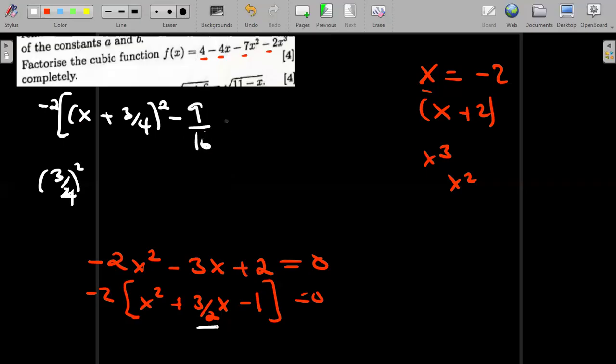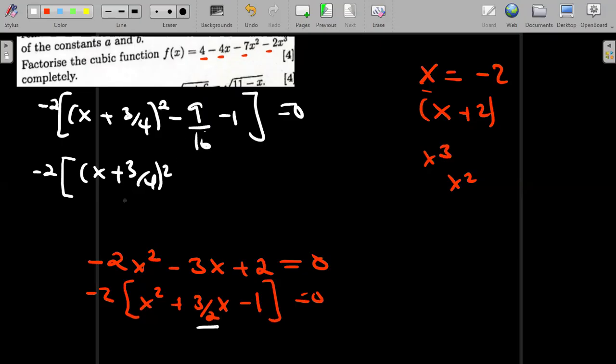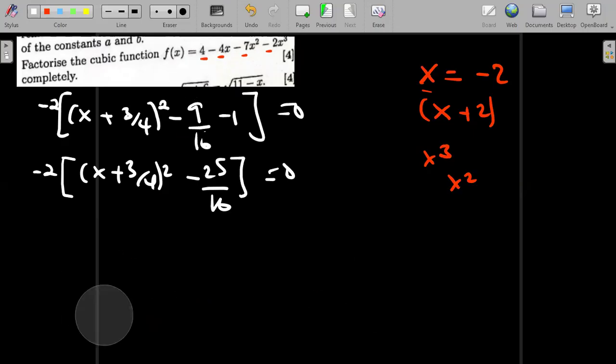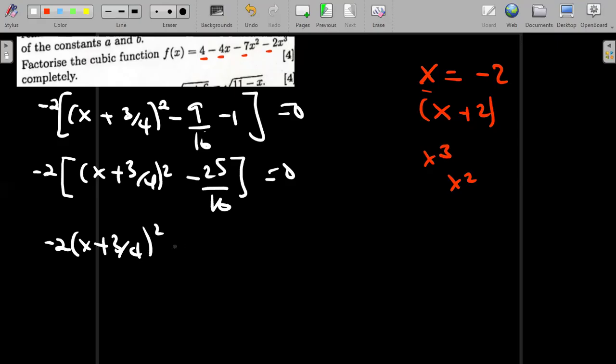Then minus 1 equal to 0. From there, I can now say negative 2, then x plus 3 over 4 squared. Here, putting this into a single fraction, I just have negative 25 over 16. So this is what I get, and this here equal to 0. Then I can now multiply by my 2. I'll have negative 2, x plus 3 over 4 squared, then positive 25 over 8 is equal to 0.